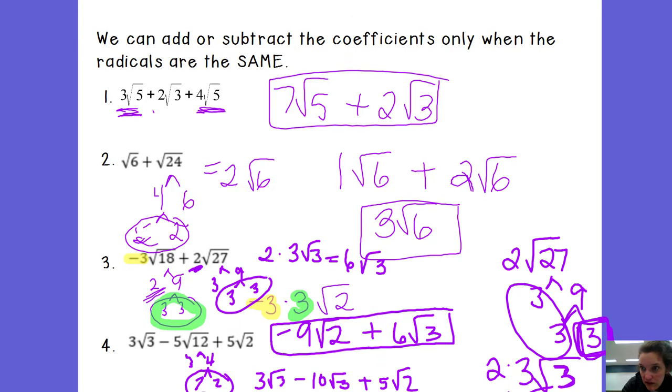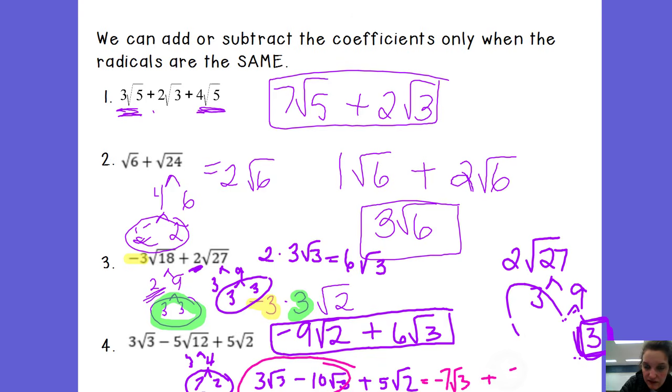So now I have 3 root 3 minus 10 root 3. I can combine those. That's negative 7 root 3 plus 5 root 2. So I combined those because they have the same number underneath the radical, and then couldn't combine it with 5 root 2.